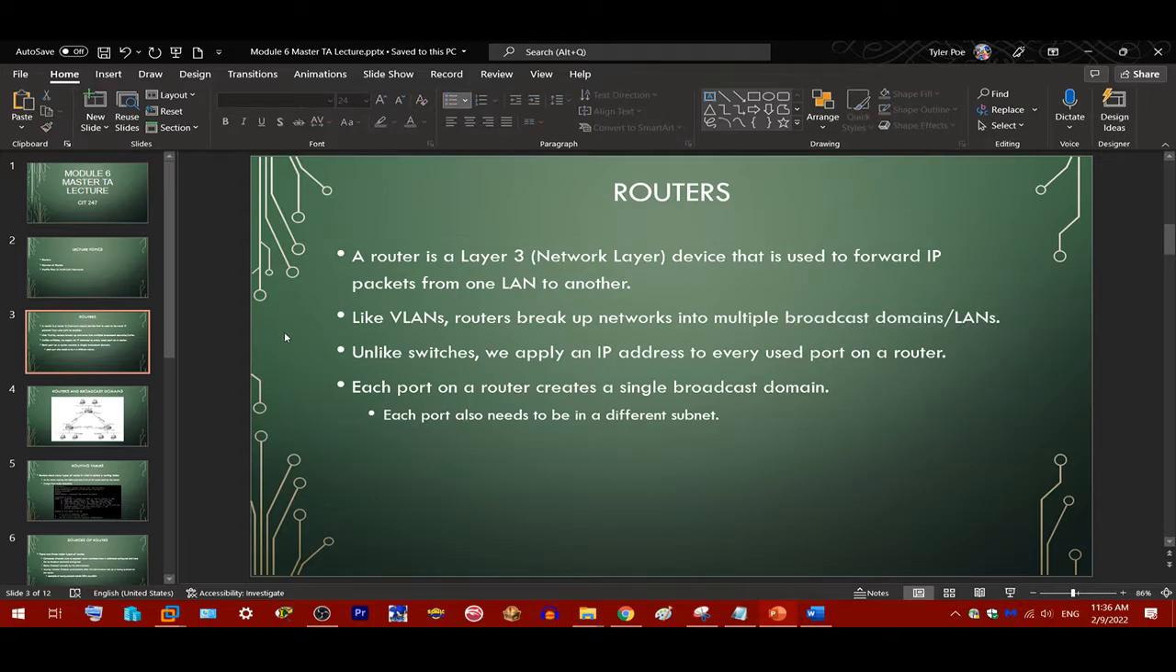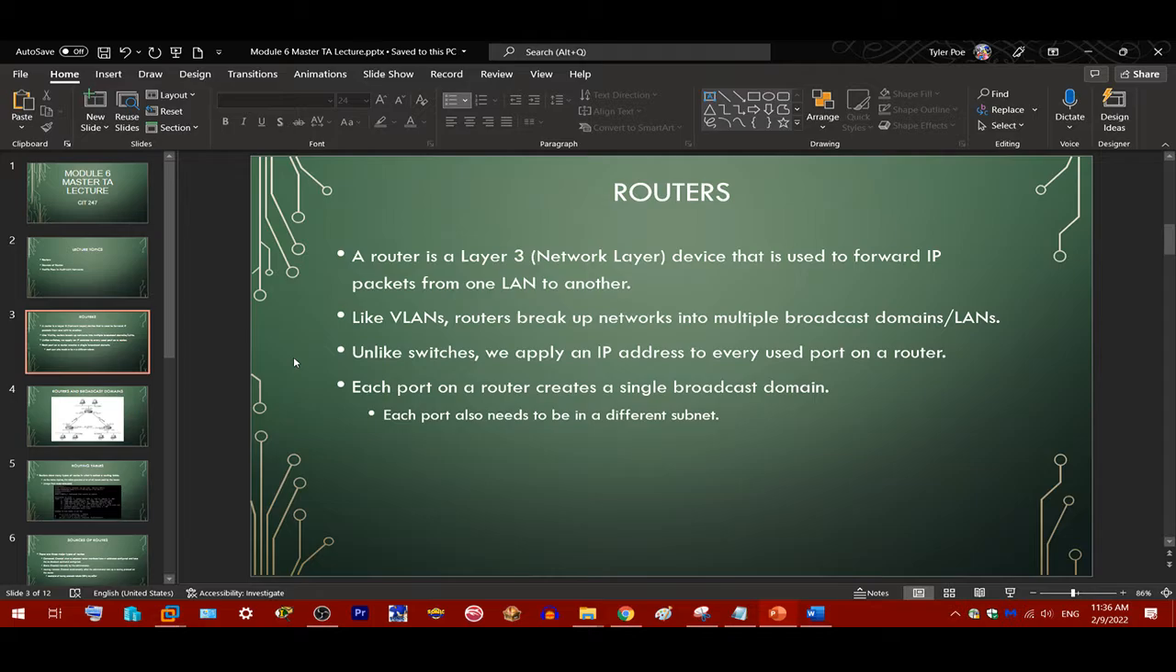in previous lectures. But anyway, another unique feature about routers is that, unlike switches, we apply an IP address to every used port on a router. So in other words, when you would apply an IP address to a switch, you pretty much just apply it to the virtual interface on it, like VLAN 1. Now that IP address pretty much is just to remote into that device, for example through SSH or Telnet, for configuring it.